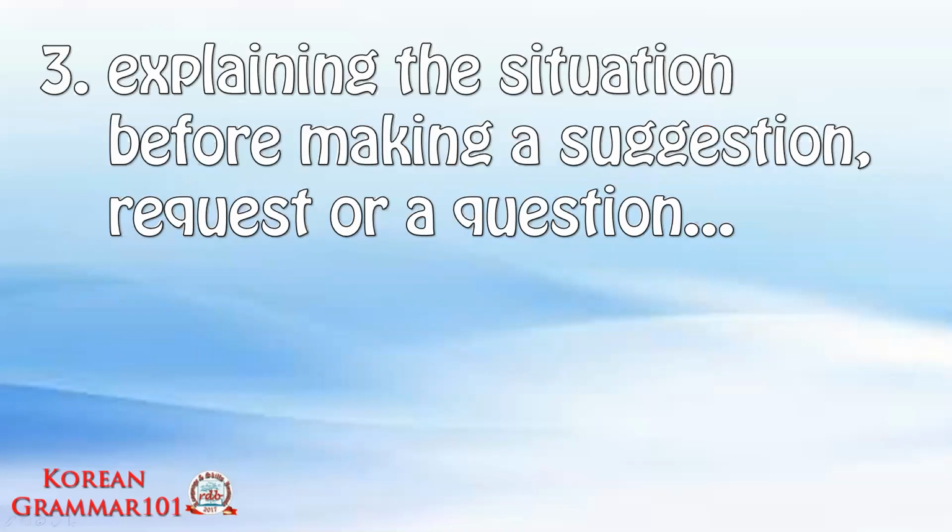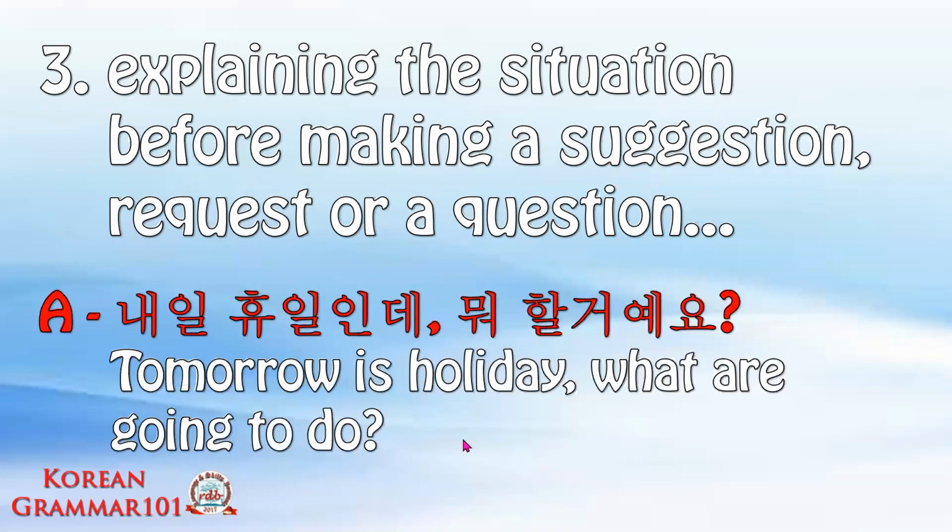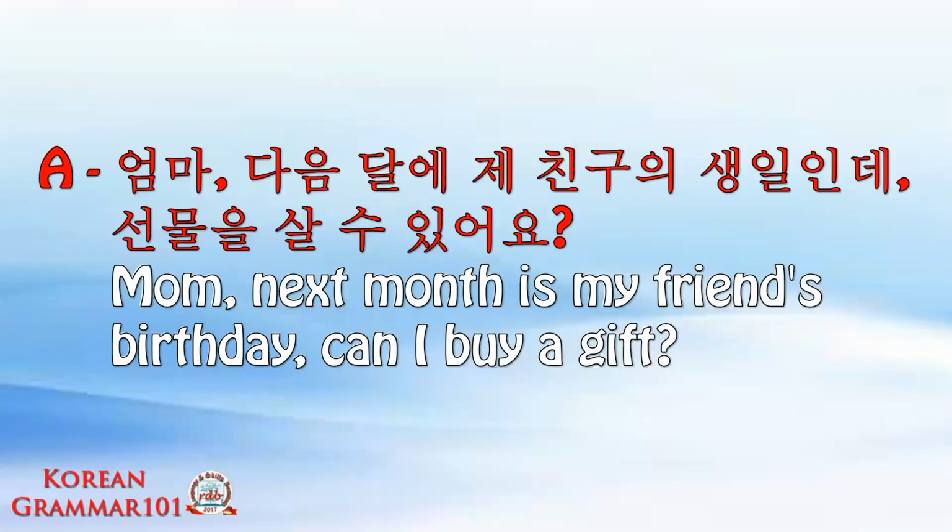Okay, the third usage. Explaining the situation before making a suggestion, request, or a question. You have to explain the situation first before making the suggestion. So let's see. 내일 휴일인데 뭐 할 거예요? So you're saying that tomorrow is a holiday. You are reminding somebody that tomorrow is a holiday. What are you going to do? Next. Another one. 엄마, 다음 달에 제 친구의 생일인데 선물을 살 수 있어요?